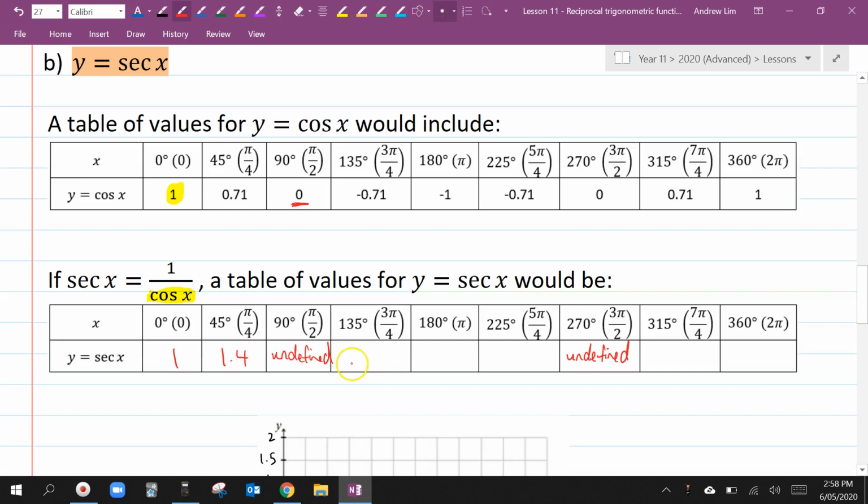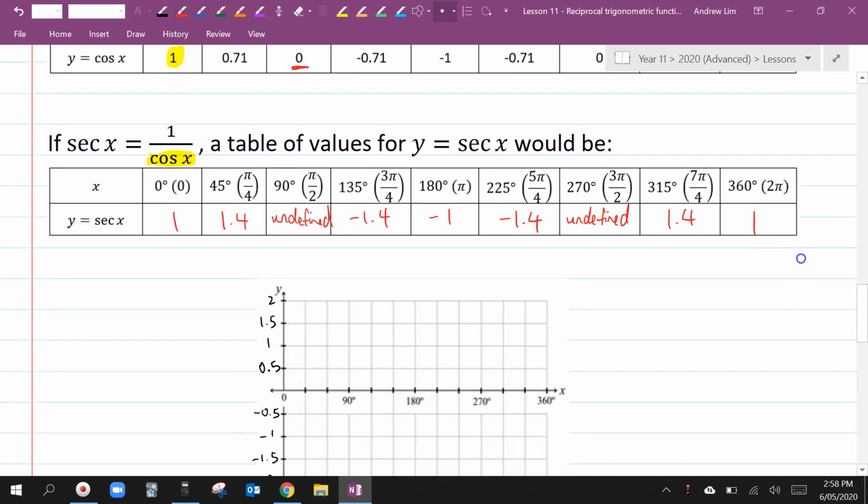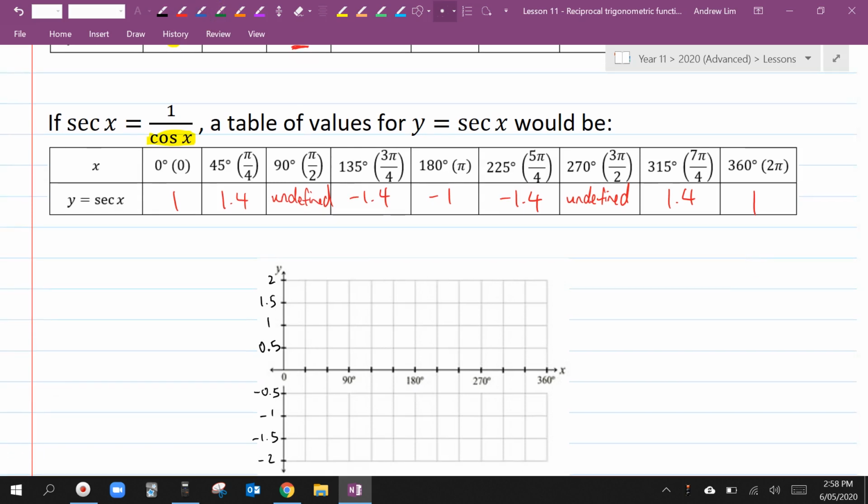135 degrees will be negative 1.4. 1 divided by negative 1 is negative 1. 1 divided by negative 0.71 will be negative 1.4. This will be positive 1.4, and 1 divided by 1 is 1. So if we were to graph cosine of x, it would look something like this.